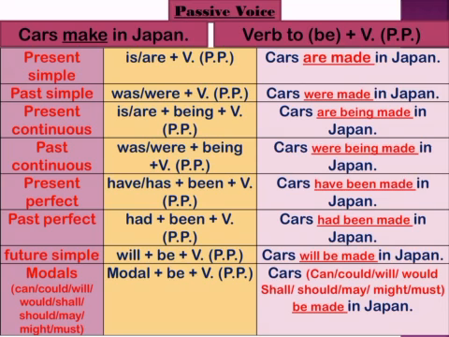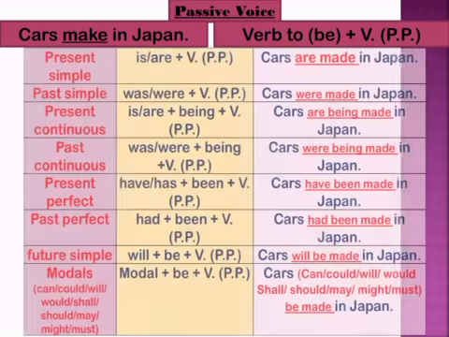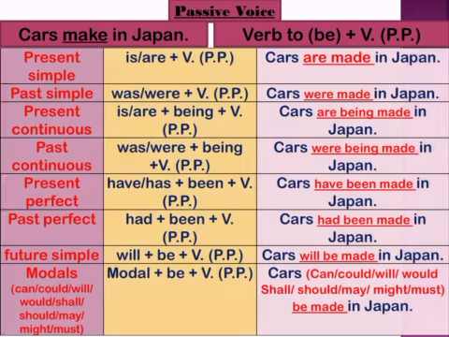But if I have a modal, you know the modals: can, could, will, would, shall, should, may, might, must. If I have any modal, I will use the same modal plus be plus the verb in the past participle. So cars can be made in Japan, or could be made in Japan, or will be made in Japan, should be made, or must be made. You have to study this table very hard.